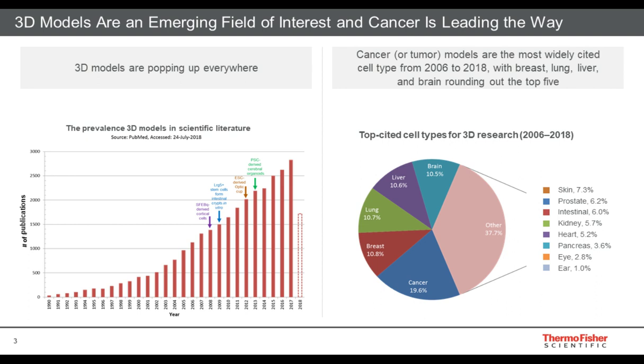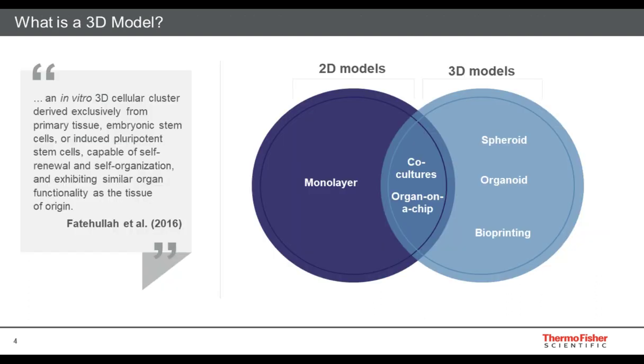However, there are many other tissue types in which 3D models are allowing scientists to ask new questions about development and disease in a way that they've not been able to do before. And so really the use of 3D cell models is becoming quite ubiquitous across all walks of research.